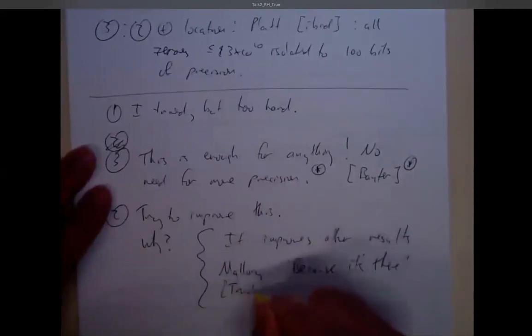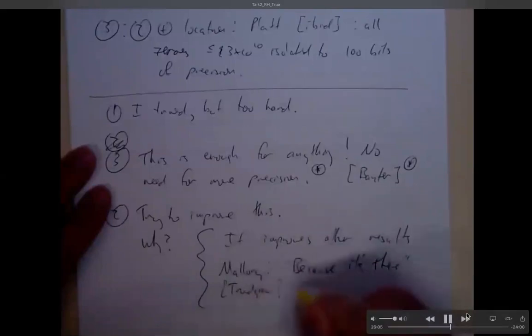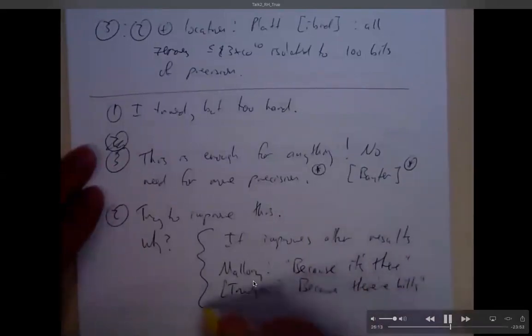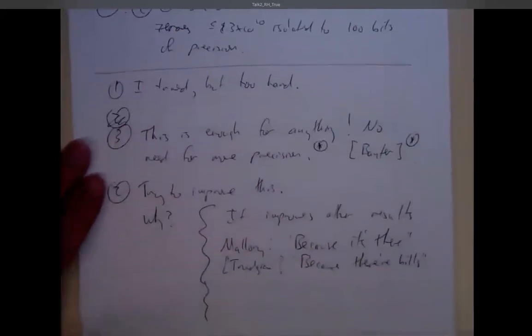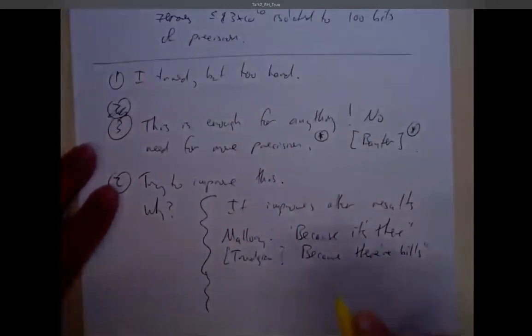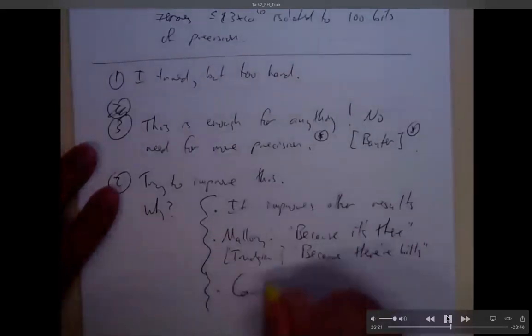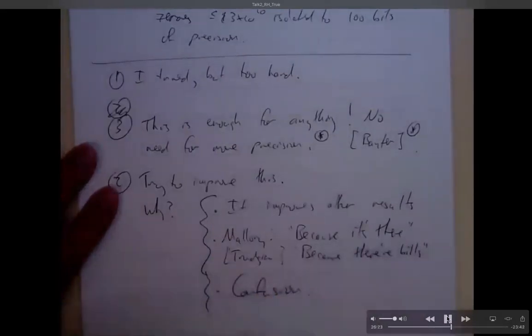So what do I write down here? Why do any of this? Well, it improves other results. Okay, that's a reason. George Mallory, the mountaineer, was asked, why do you climb Mount Everest? Because it's there. It's got something to do. Maybe the Trudgian version is because there's bills to pay. I've got a family to feed. I've got to do something to earn my money. So you've got to solve some problems, say.